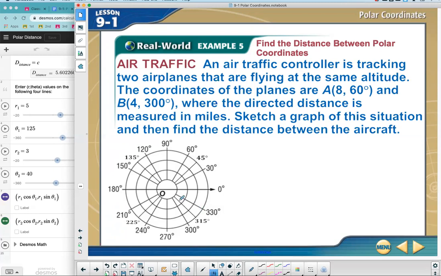So since they're counting as high as 8 by magnitude, I better count by 2. So 2, 4, 6, and 8. Point A is on the pole 60 degrees up at 8. So 2, 4, 6, 8. There's 8 at 60 degrees. And then point B was magnitude of 4 at 300. So here's 300, magnitude of 4. So 2, 4. Make sure you're counting by 2s. So there's point B. We want to know what's the distance between these two aircraft. And I'll use my calculator to help me out here.